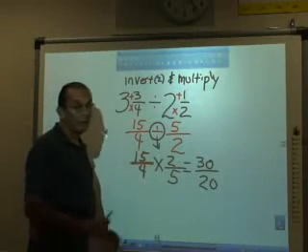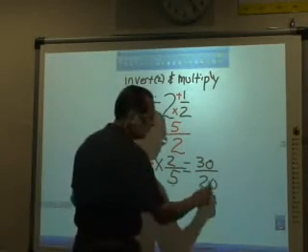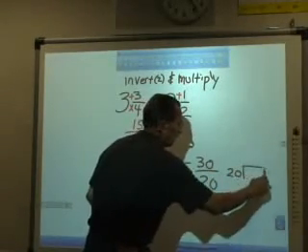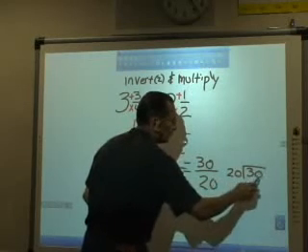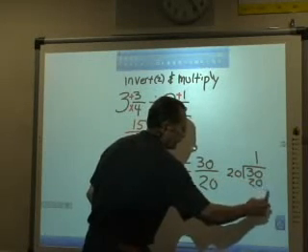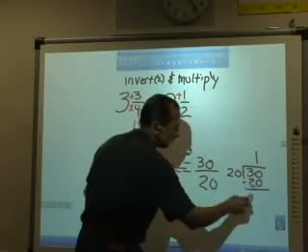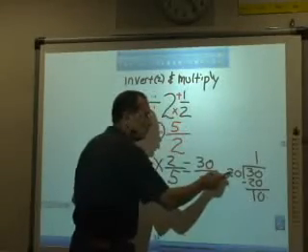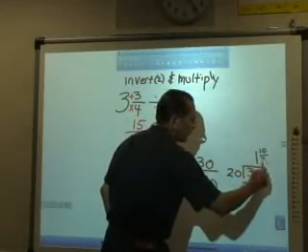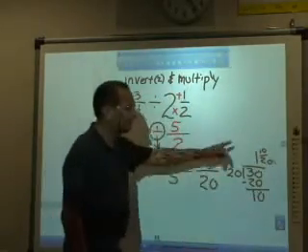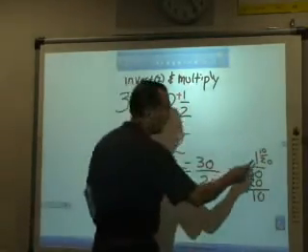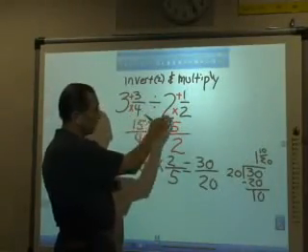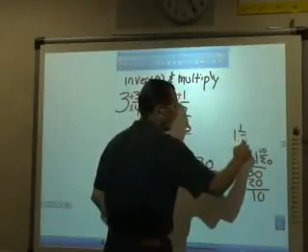Now, that can be simplified a little bit. What we could do is divide the 20 into the 30. 20 goes into 30 one time. We multiply it back down, subtract it, we have 10 left over. And we're going to take our remainder, 10, put it over our divisor, 20. And actually 10 over 20 will reduce to 1/2. So we'll have our answer to this problem: 3 3/4 divided by 2 1/2 is 1 1/2.